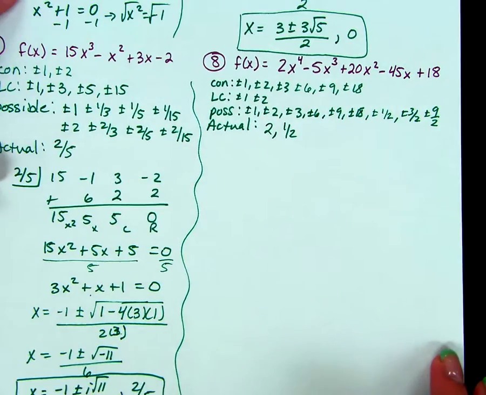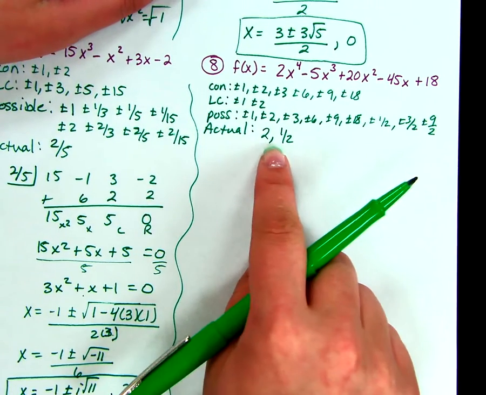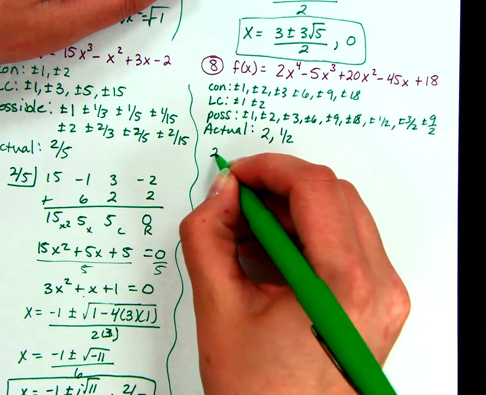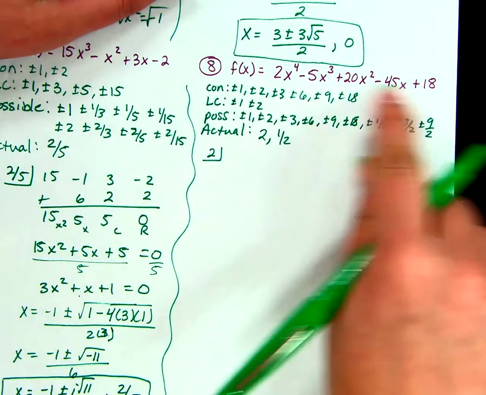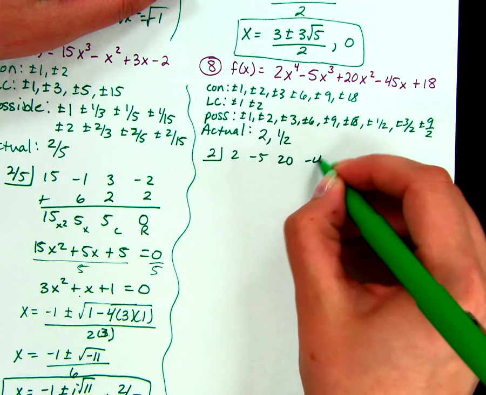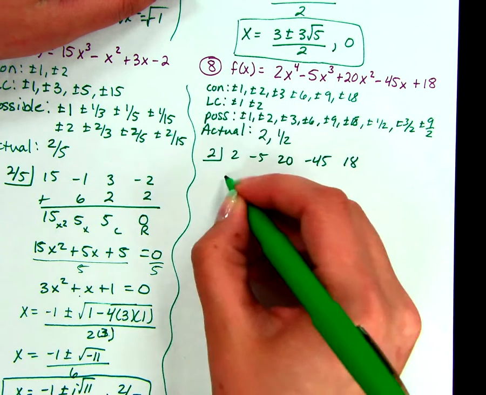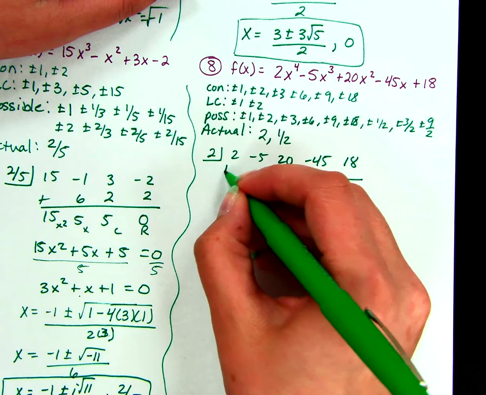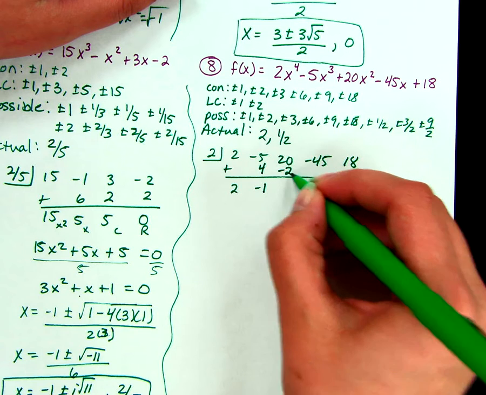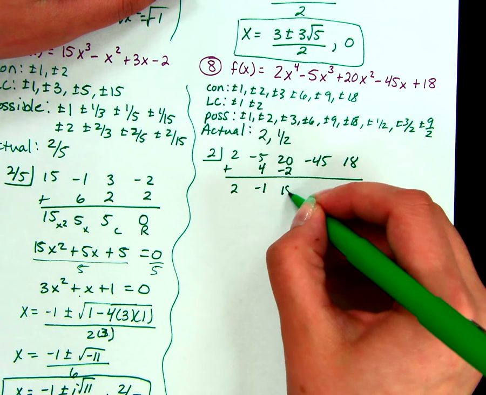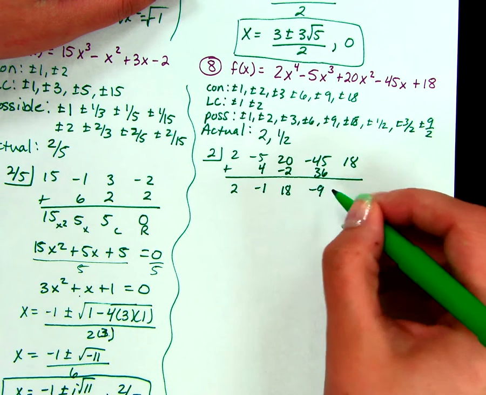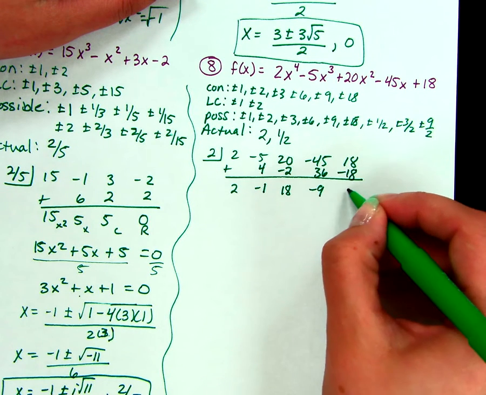Okay. Now this time, since we have 2 rational answers, that means that we're going to do 2 synthetic division problems. So we just pick one to start with, so I'm going to choose the 2. And then we're dividing it into this. So 2, -5, 20, -45, 18. So this will be 2, multiply to get 4, add to get -1, multiply to get -2, add to get 18, multiply to get 36, add to get -9, multiply to get -18, add to get 0.